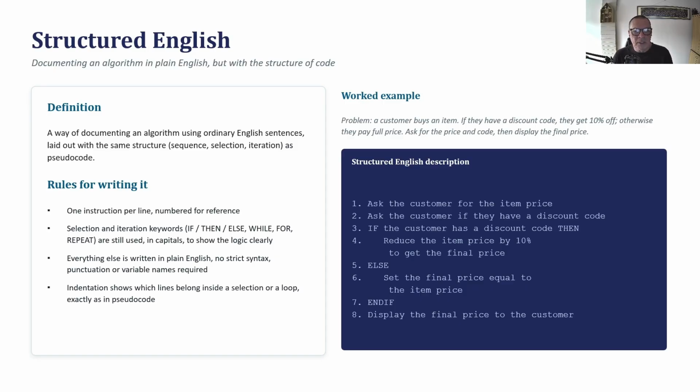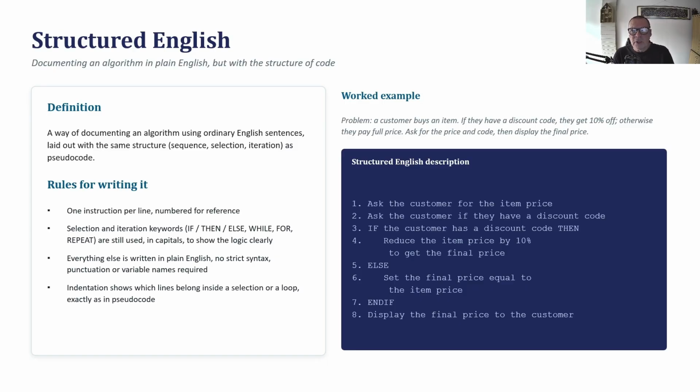Everything else is basically English. There isn't a strict syntax for it. You don't need particular punctuation or variable names. Indentation is used to show which lines belong inside selection or loops, in the same way that we do with pseudocode.